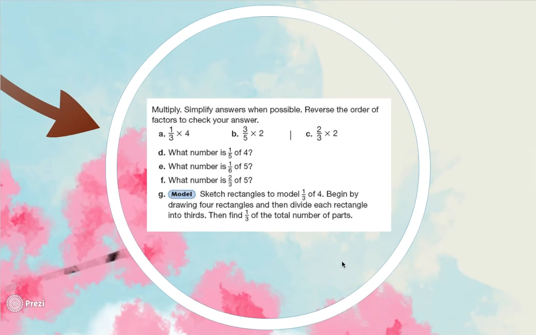Pretty short lesson, right? So for letters A, B, and C, reverse the order of factors to check your answer. Basically, after you've multiplied it, reverse the order, and you're going to divide it to see if you get the right answer, okay? So really, we're just looking for the correct answer, 1/3 times 4, and you're going to end up getting 4 over 3. And then you're going to reduce that improper fraction, and you'll have 1 and 1/3.